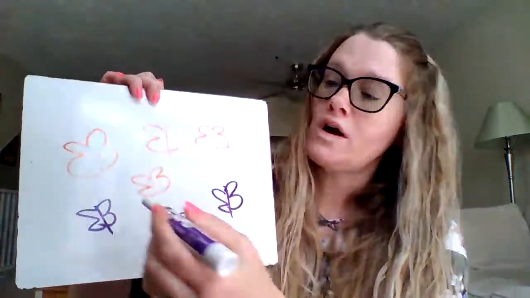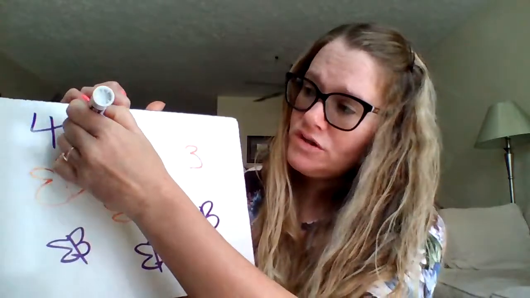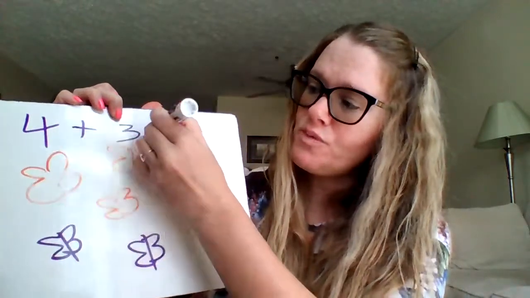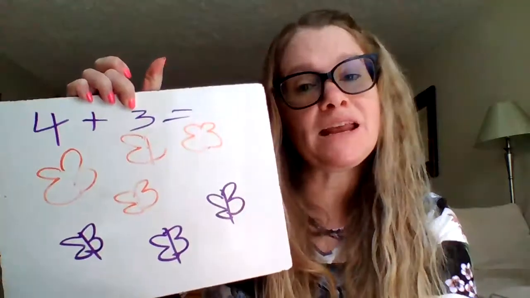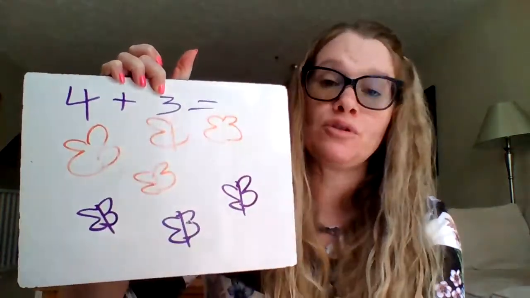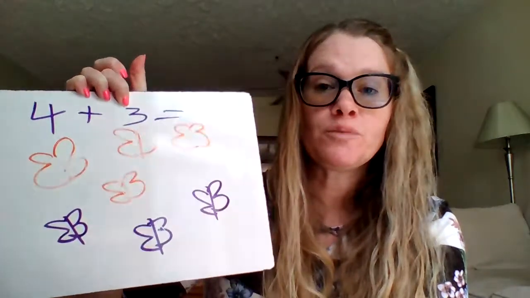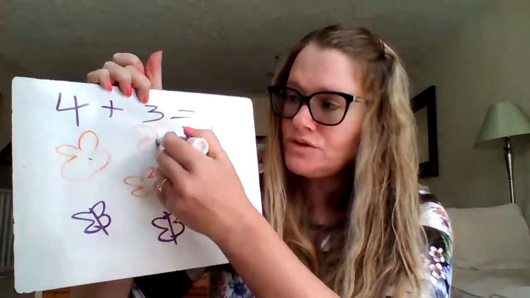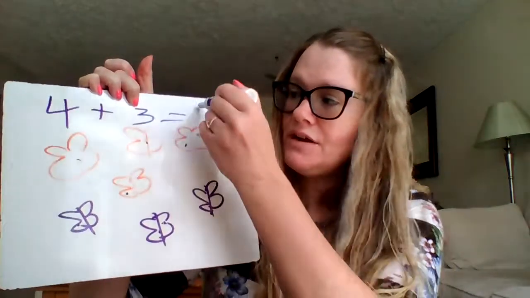So I have 4 orange plus 3 purple equals how many? Because it says how many in all, because we had orange, then we added purple or blue, all right? So 4 plus 3, if you're not sure, count them. 1, 2, 3, 4, 5, 6, 7. 4 plus 3 equals 7, okay?